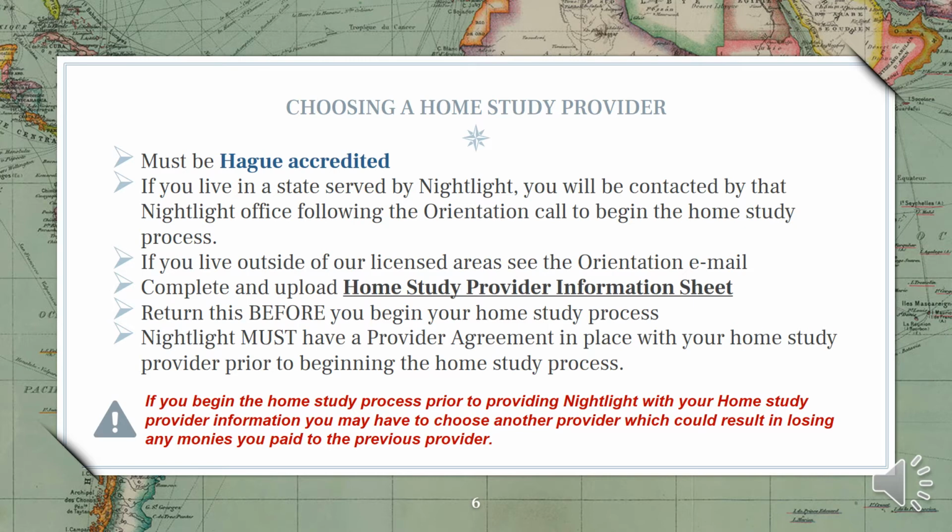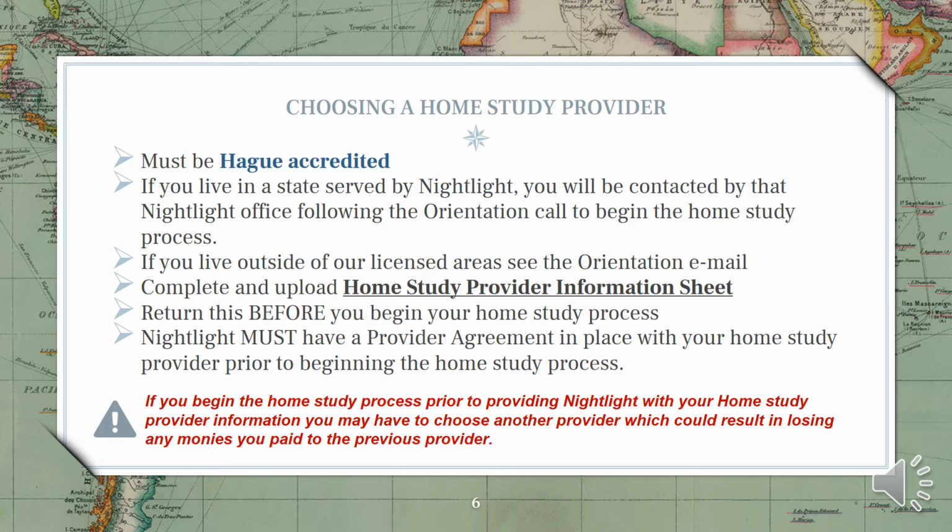If you live in a state served by Nightlight, you will soon be contacted by that office to begin the home study process. If you do not, there is more information to help you locate a Hague accredited provider in the orientation email. You can click on the link where a list of Hague accredited home study agencies are listed by state, or you may contact Debbie Jasper, the social services manager in our Indiana office, and have her give you a list of home study agencies we have worked with in the past in your state. Her contact information is listed in the orientation email.